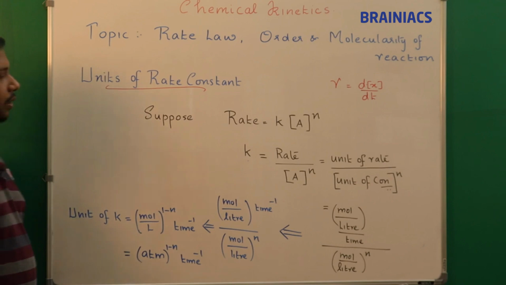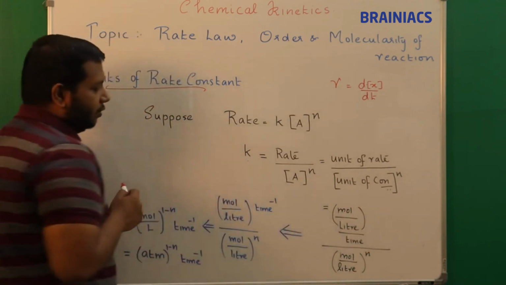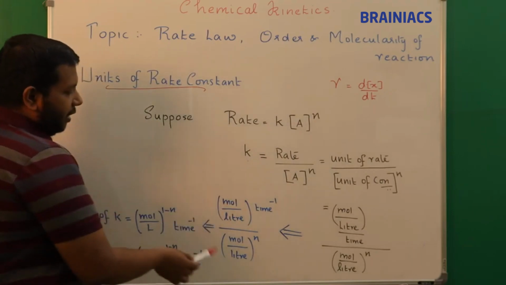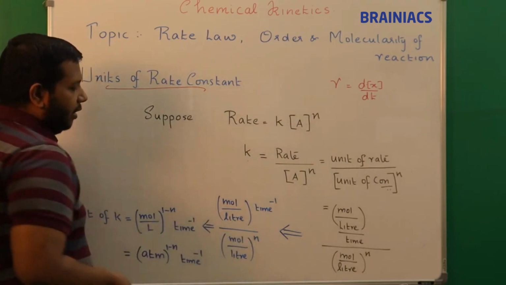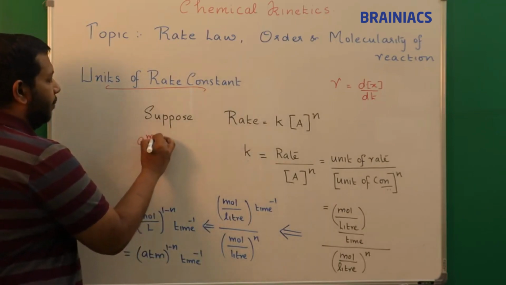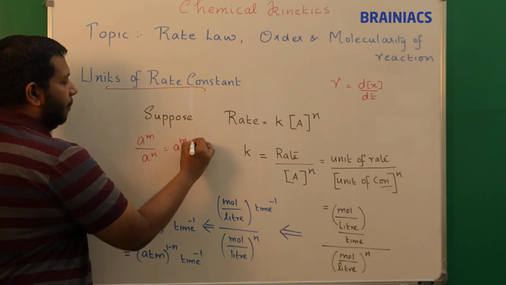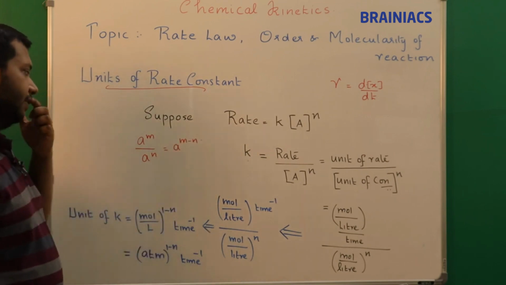Now what do you need to do? You can take this time to the numerator. So time raised to -1. So here mole per liter, and here mole per liter raised to n. Now these two quantities are the same. We know that a power m by a power n is equal to what? A power m minus n. We have learned this in maths.